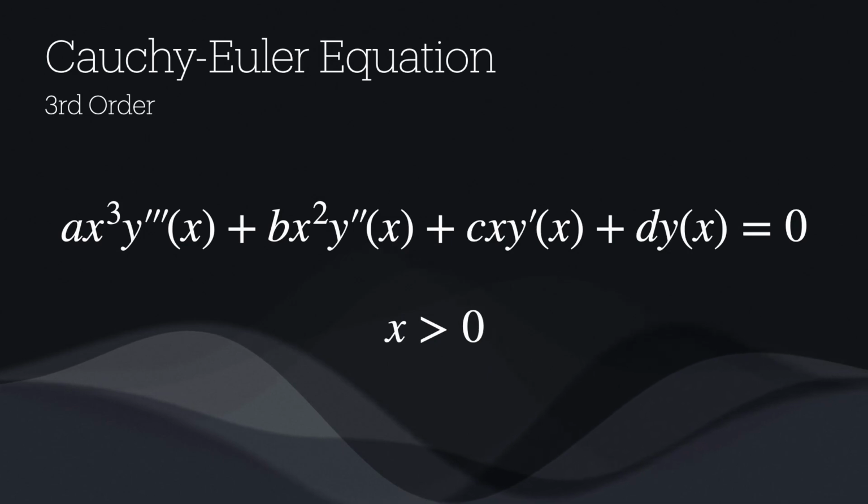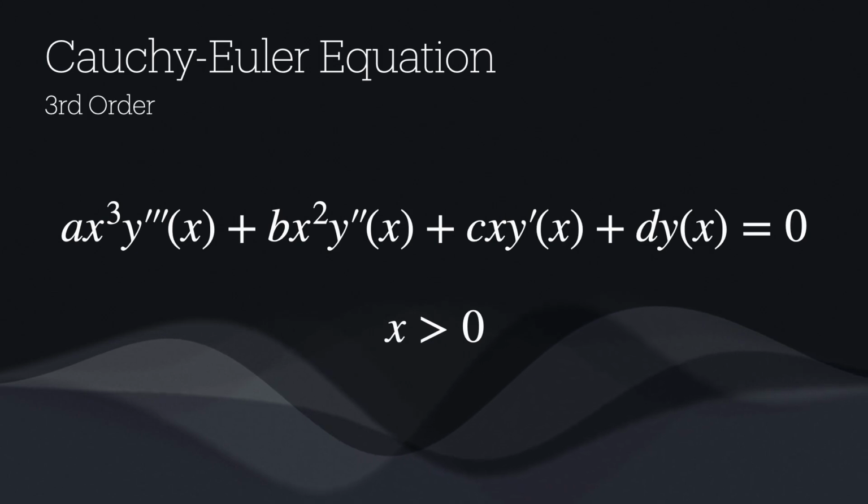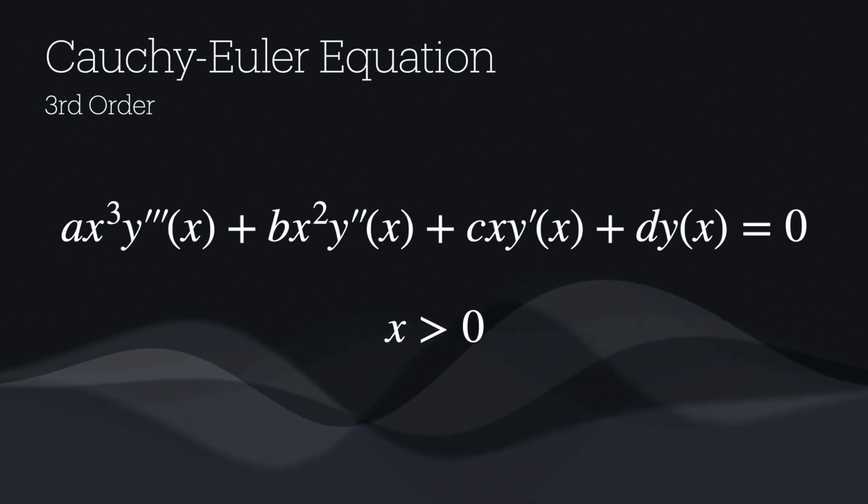Now let's take a look at higher order Cauchy Euler equations. In this case, order 3. This is their form. We now have an x cubed y triple prime term, and this generalizes further to higher orders.